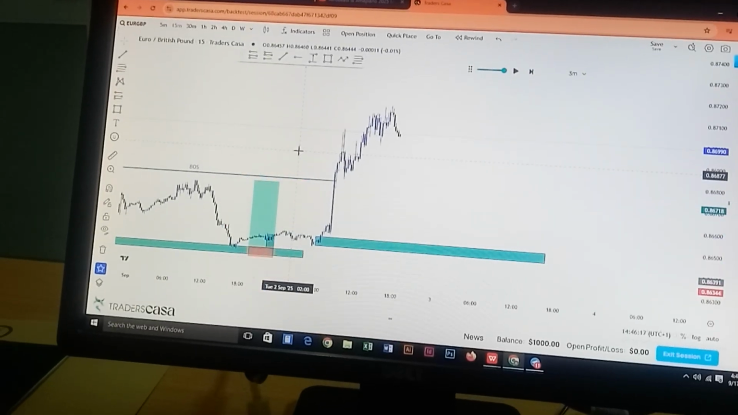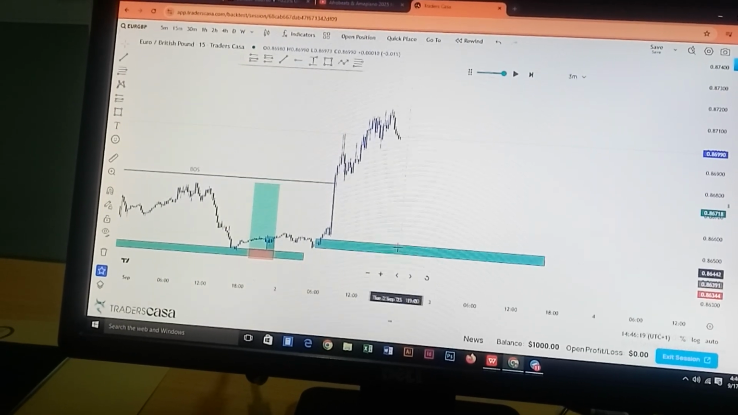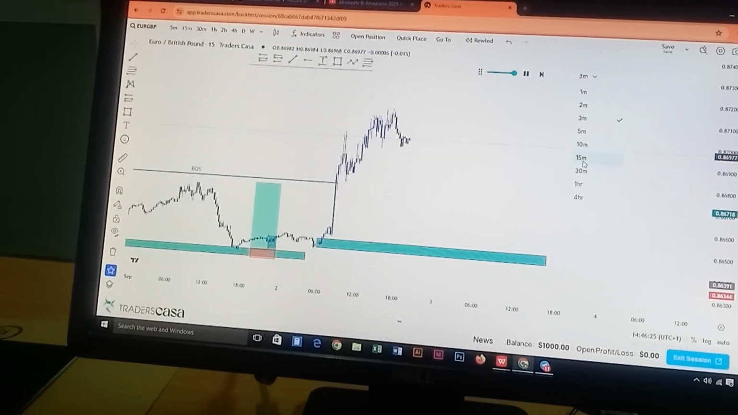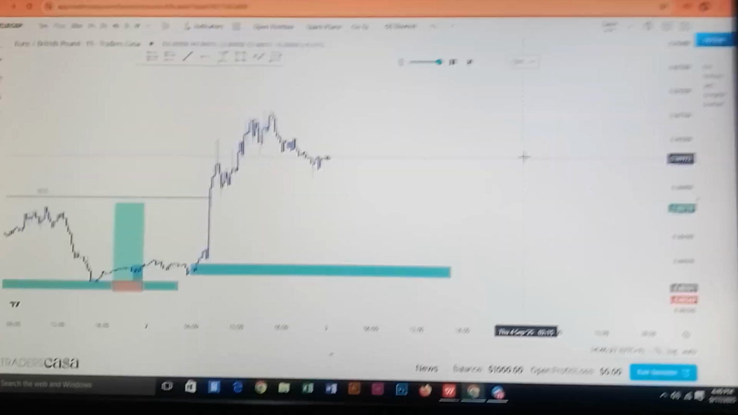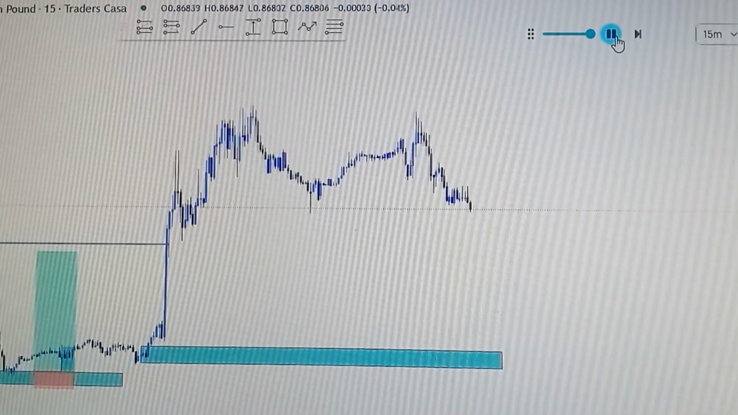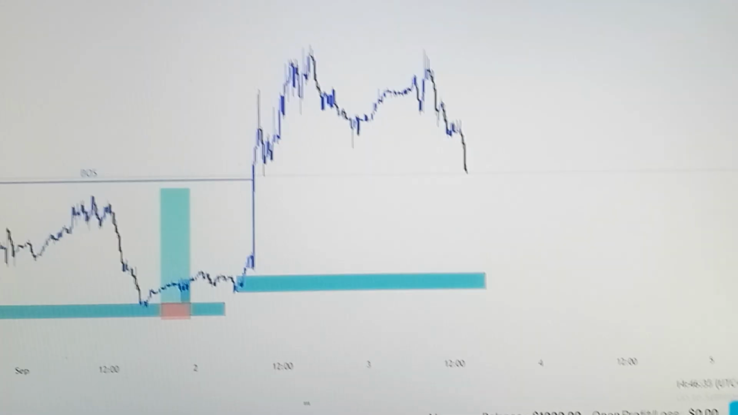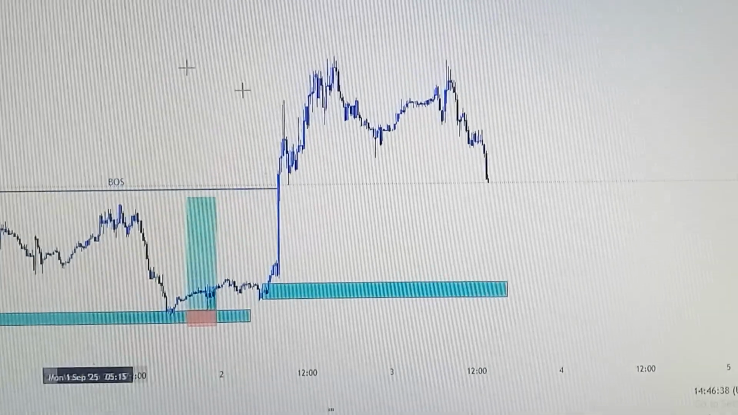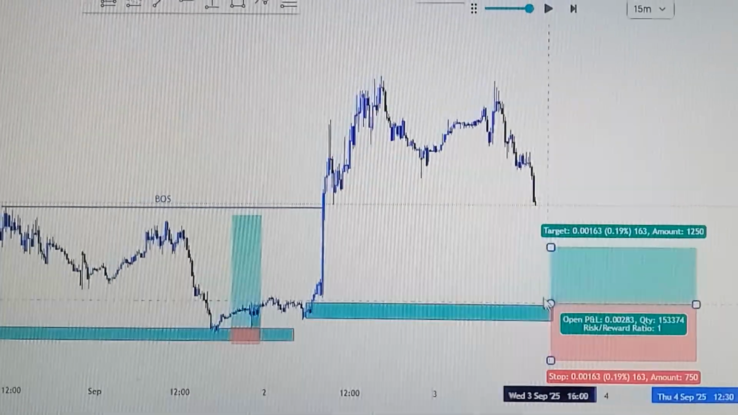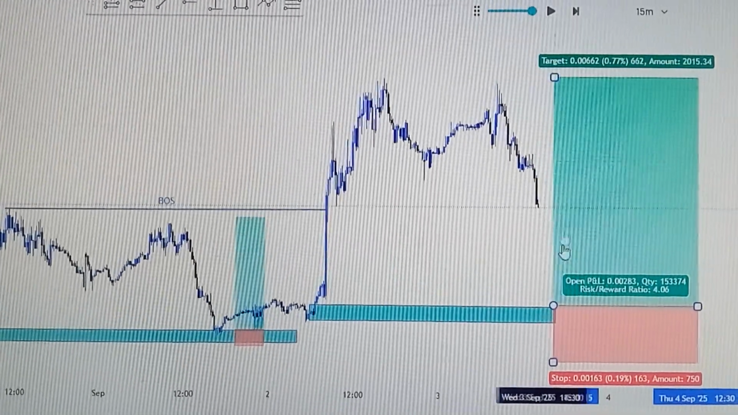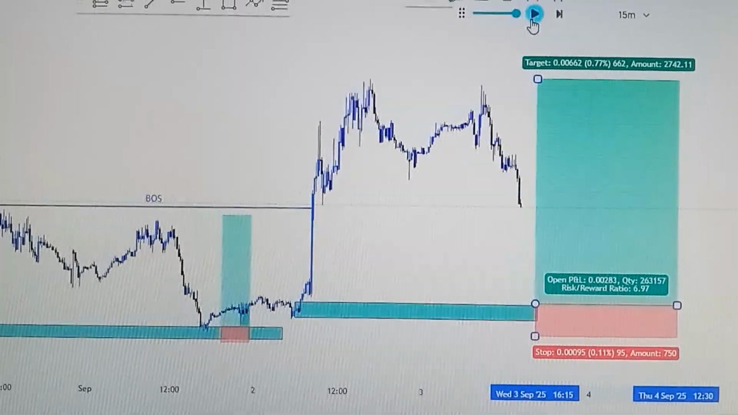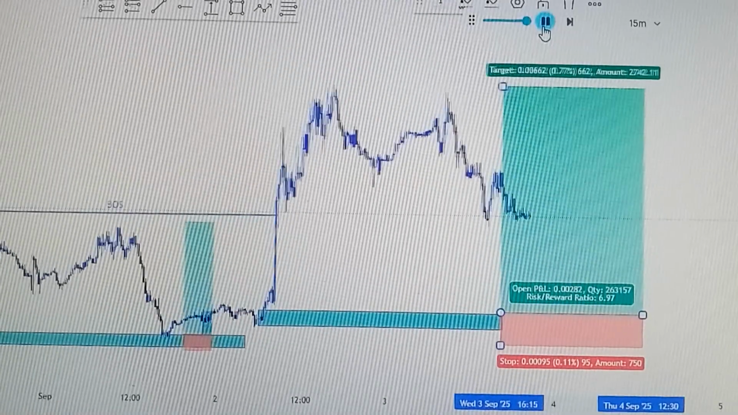After this break of structure, I had to mark this lower order block, or you can call it a demand, and I had to wait for price to come and mitigate that point. So I had to place my buy limit on that order block here. I usually use an instant execution. I press a buy limit and wait for price to mitigate my order block.